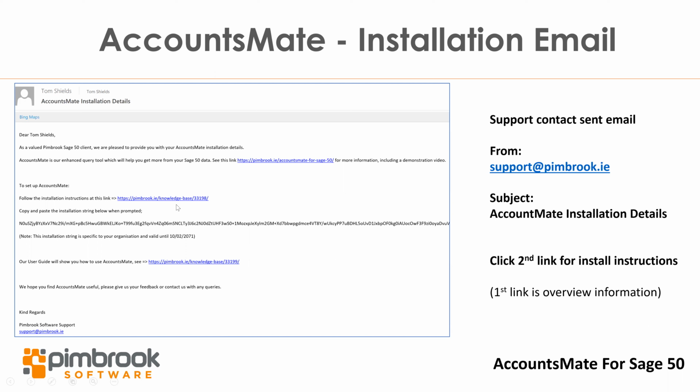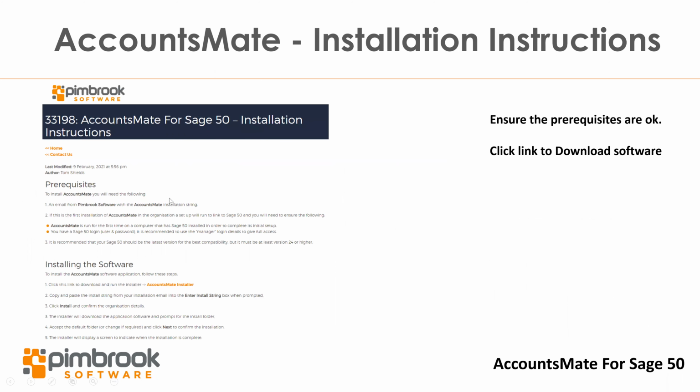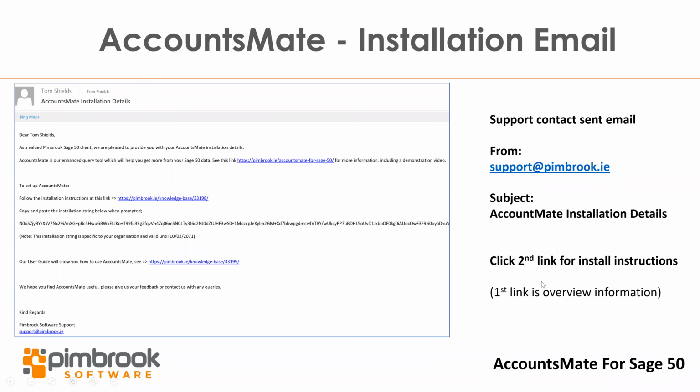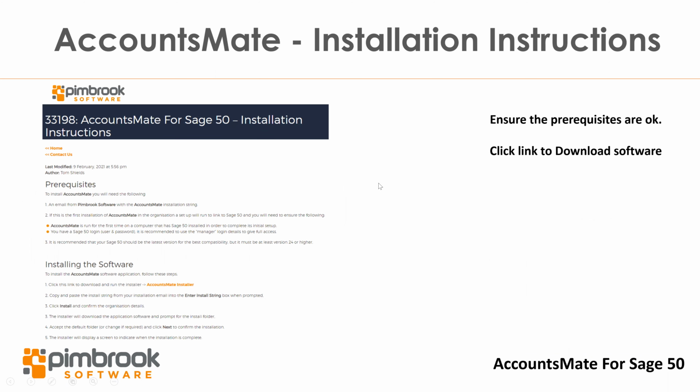How to set up AccountsMate begins with a knowledge base which has all of the instructions that you'll need to go through. So firstly, check the prerequisites. So make sure that you have the email. If it's a first installation of AccountsMate in the organization, you will have to link it to Sage 50. AccountsMate doesn't have to run on a PC that has Sage 50, but when you're setting it up for the first time and linking it to Sage 50, you do need to do that on a PC with Sage 50 on it.